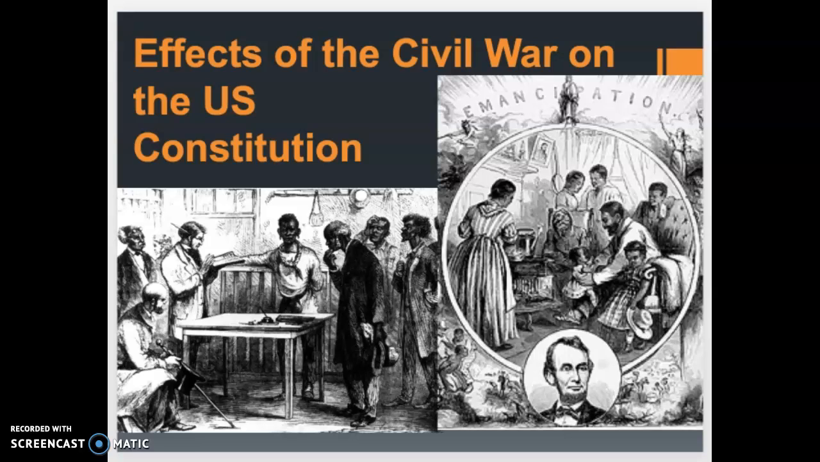In order to rejoin the Union, which, because they lost the war, they had to do, the Southern states had to agree to ratify a series of 3 amendments, the 13th, 14th, and 15th Amendments. The 13th and 15th Amendments ended slavery and gave African Americans the right to vote, respectively. The 14th Amendment is the more complicated one.